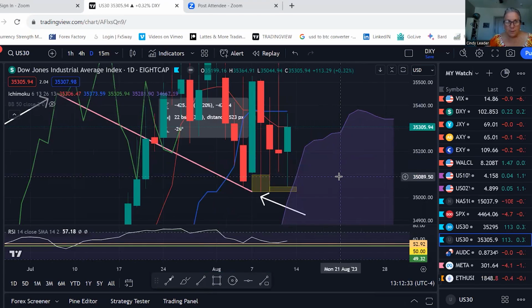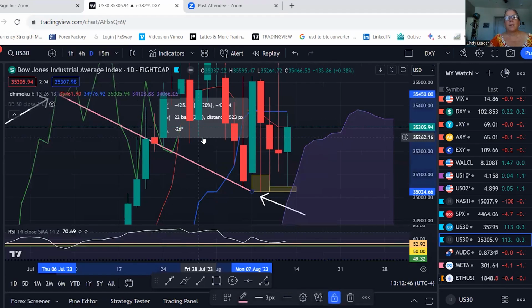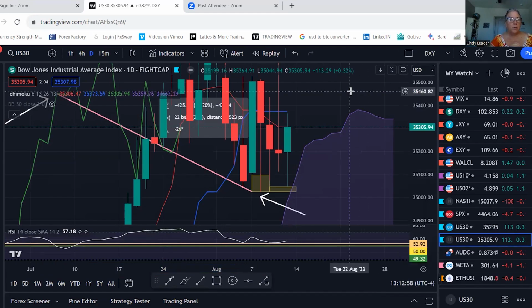So that was a lot to say. I really like this measuring tool called the info line. It just drew you a trend line, and it gave you the measurements on it. I really liked it. And also the split screen option. If you just have TradingView, you might be able to use these, but you might not be able to. But anyway, two quick tips on TradingView. I hope you found that easy to understand.